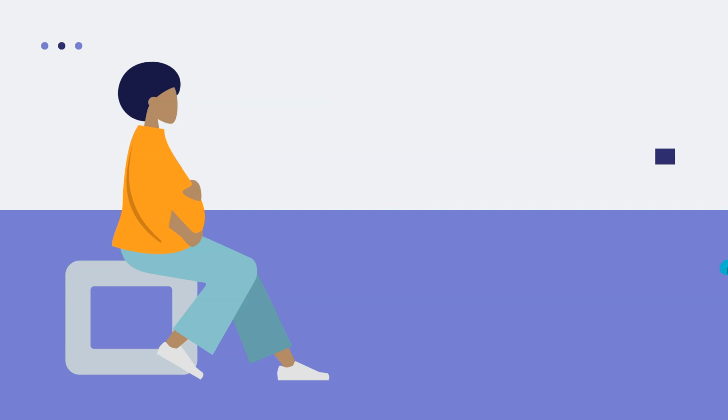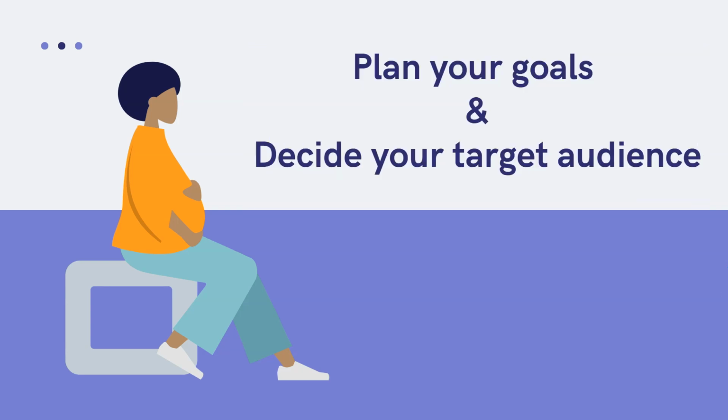Okay, the next step is you need to plan your goals and then decide your target audience. When you sit down to sketch, you need to understand the goal of the sketch, the main goal of creating the product. Whether it's a product for a mobile device or for desktop applications, you need to plan your goals and accordingly decide what process or workflow you are going to take.